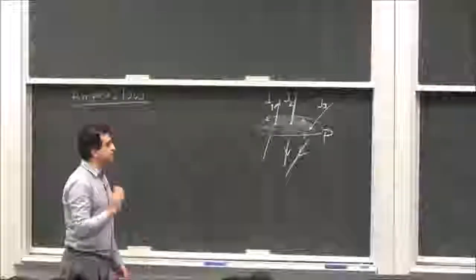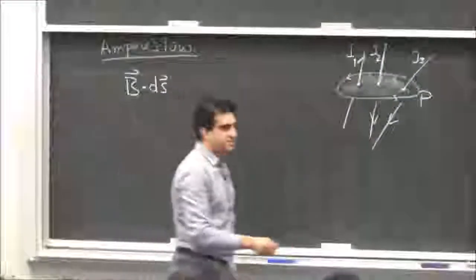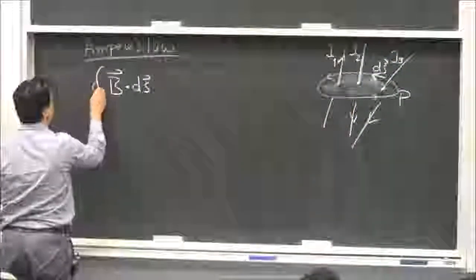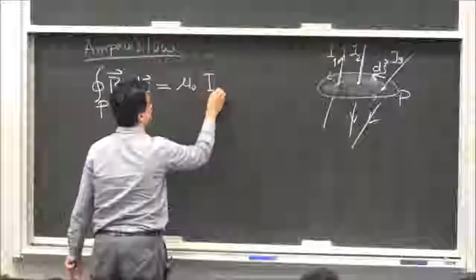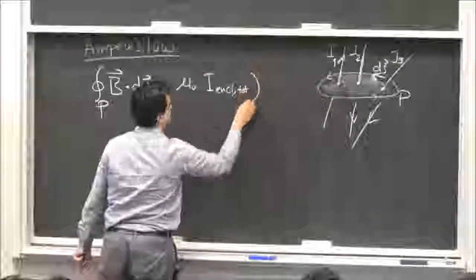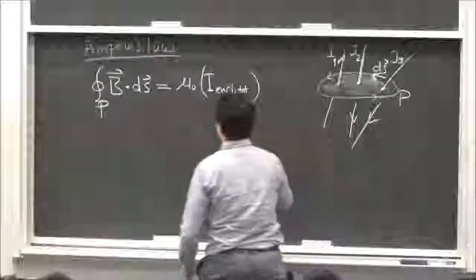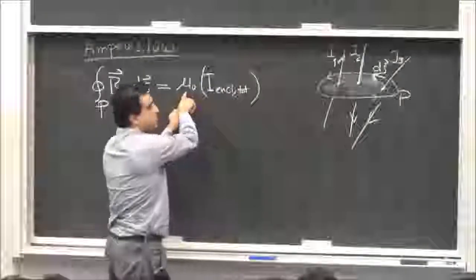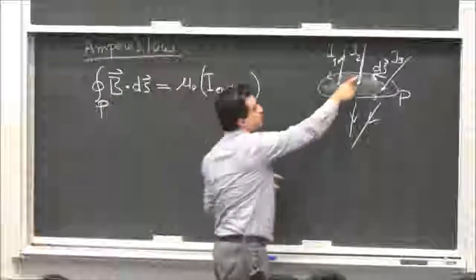So the thing you can say about the magnetic field on this path is that if you take B and take a dot product with the distance, any small distance ds along the path, and integrate it for the whole path, then this is equal to mu naught, which is a constant, multiplied by the I enclosed, the total I enclosed within that path. So once you know all the currents which are passing through, you add them up, multiply by mu naught, and what you get is this integral along that path.